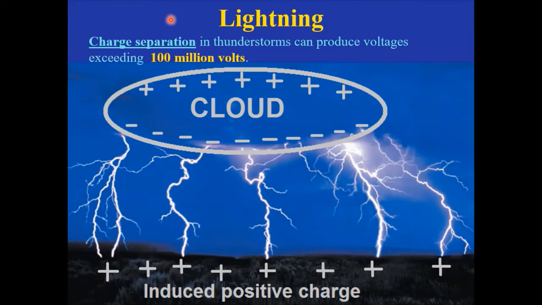Let's return just briefly back to our idea of lightning. Charge separation in thunderstorms. Remember, in a thunder cloud, the top of the cloud is positively charged and the bottom of the cloud is negatively charged due to charge separation, when the raindrops are forming and friction within the cloud and so forth. But the voltage that is created by this charge separation can exceed 100 million volts, which is an incredibly high voltage. Remember, a battery is typically just a few volts. And so this high voltage can create the incredibly high energy lightning bolts that we see during a thunderstorm.